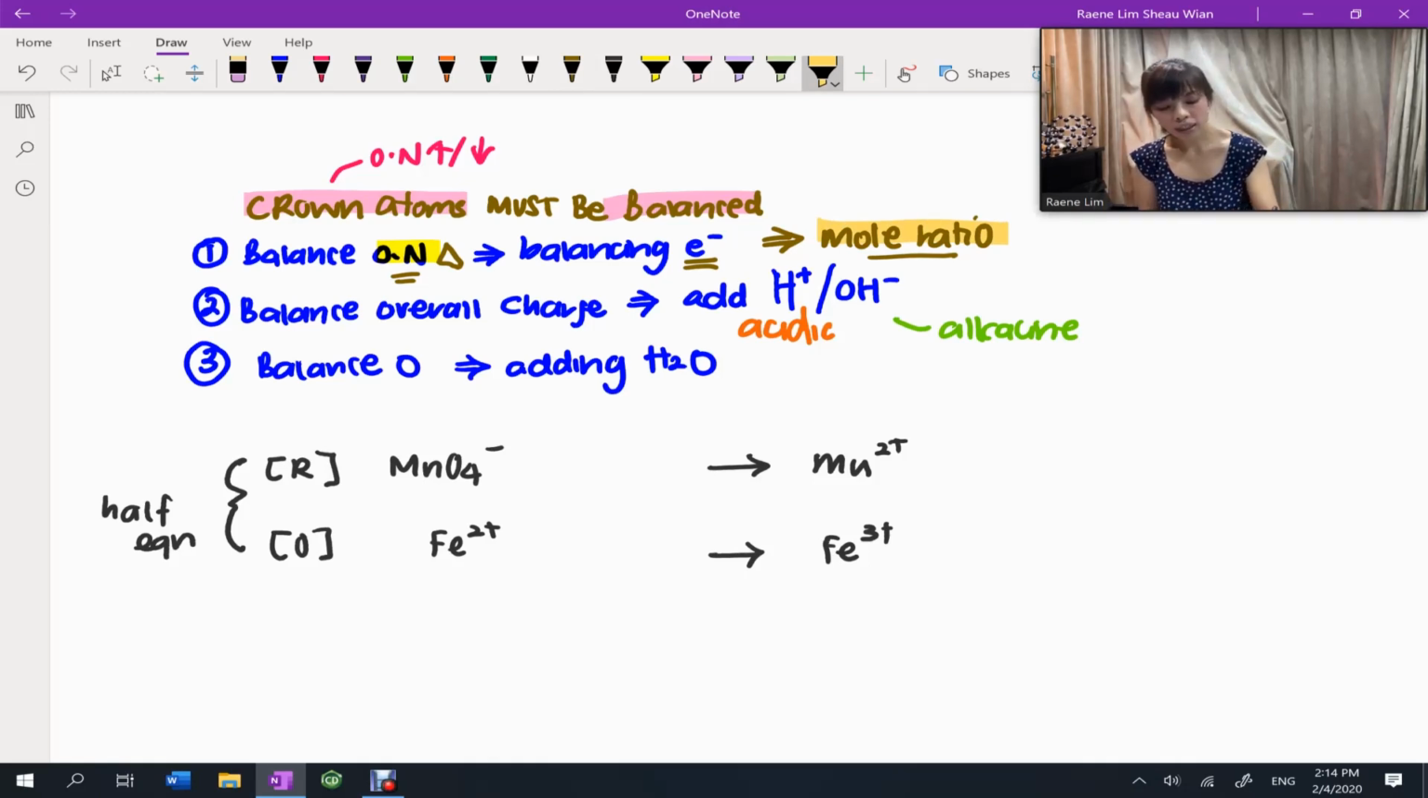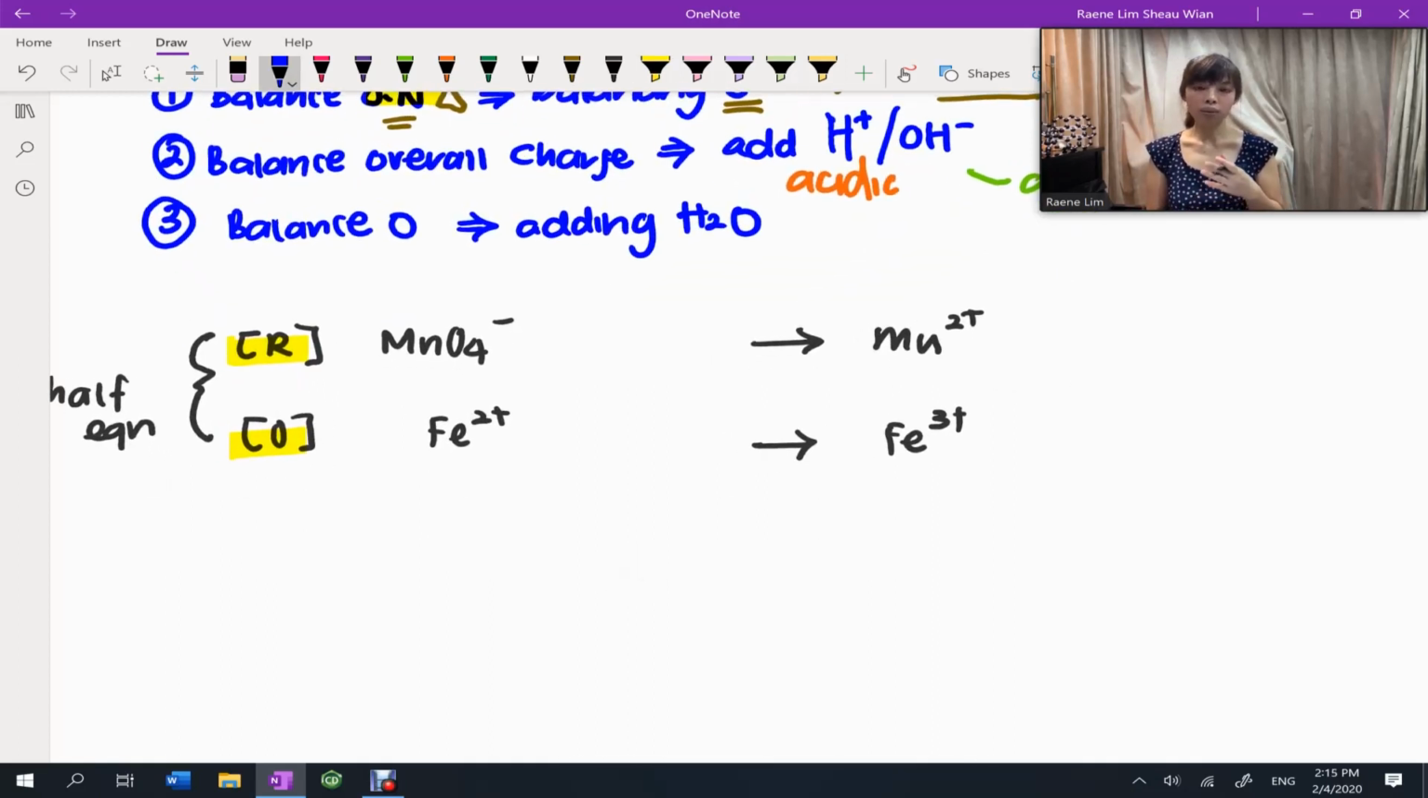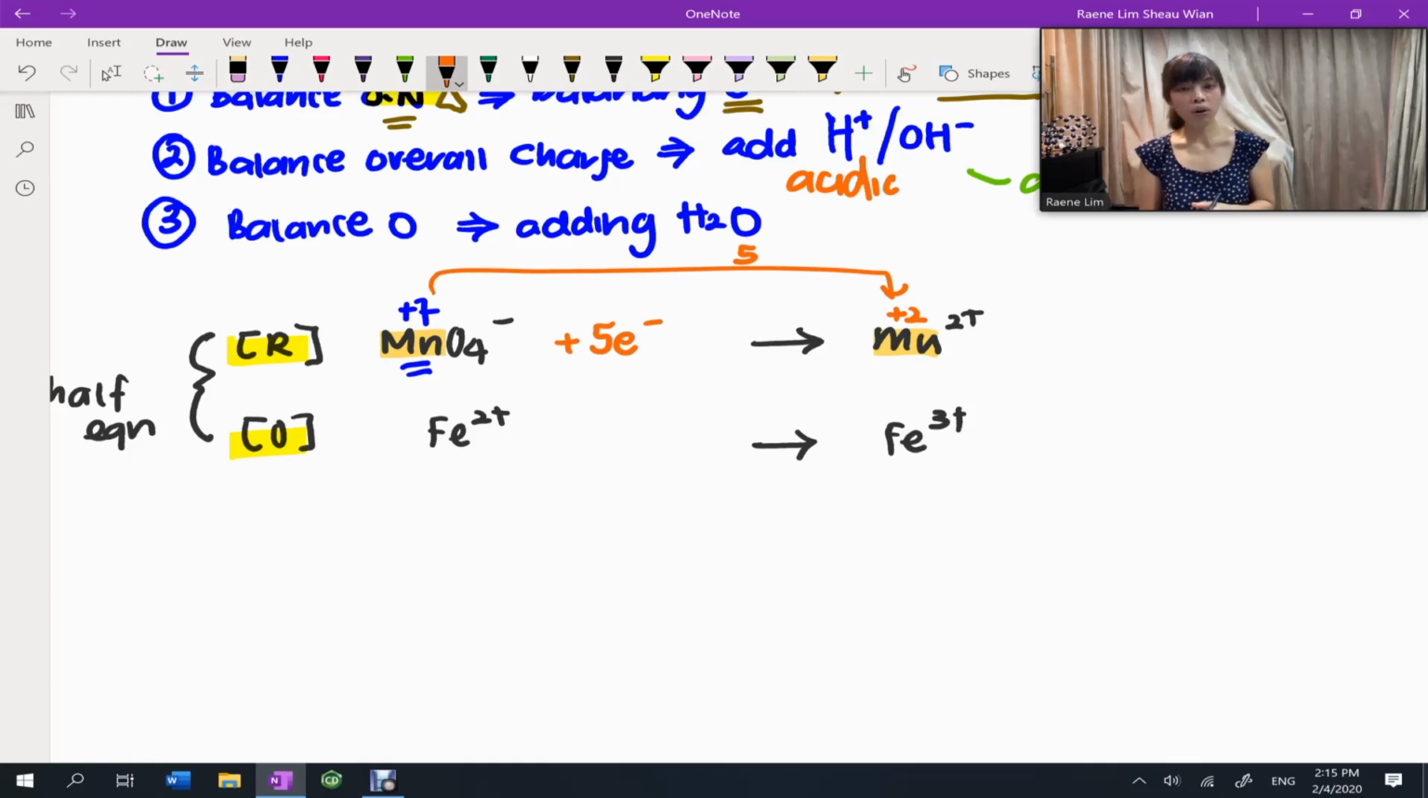For example, what you have learned in school thus far is to first work with half equations. In each half equation, I am using the oxidation number method, meaning we count the oxidation number. We count the oxidation number of manganese. Manganese is the one that goes through the reduction, from +7 to +2. From +7 to +2, it is a decrease of 5 units of oxidation number, meaning it has gained 5 electrons. MnO4 minus, your permanganate, has gained 5 electrons to become your Mn2+.